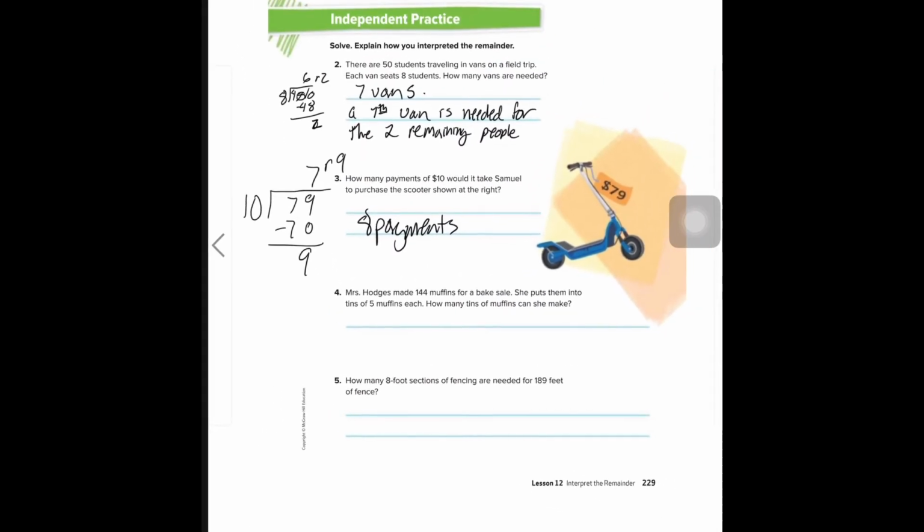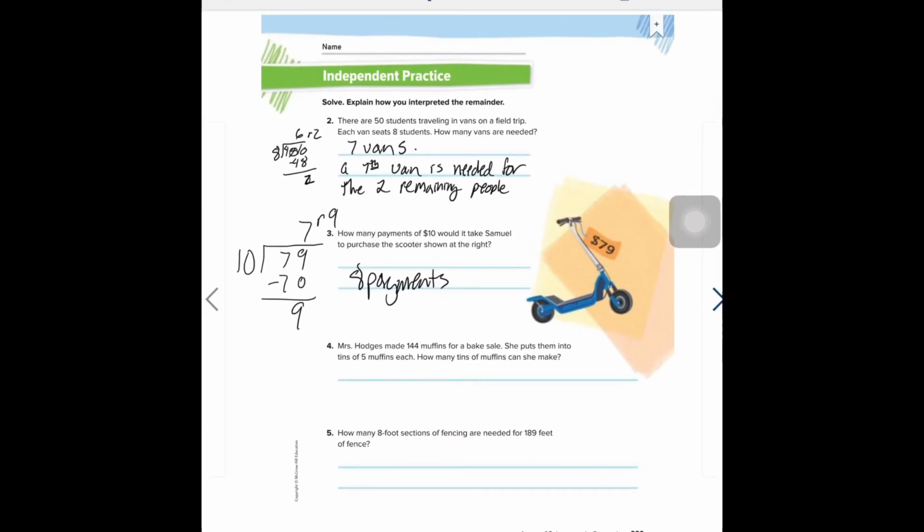Number 4, Mrs. Hodges makes 144 muffins to sell at a bake sale. She puts them into tins of 5 muffins each. 5 will not go into 1, but it will go into 14 twice. 2 times 5 is 10. Minus will be 4 left over. Bring down that extra 4. 5 will go into 40. Not 9 times. We're going to have to do an 8. 8 times 5 is 40 with 4 left over. So she's going to need 28 tins, and she's going to have 4 left over.